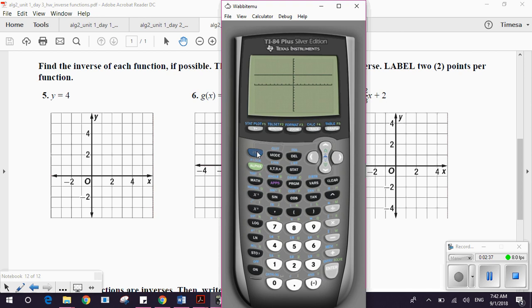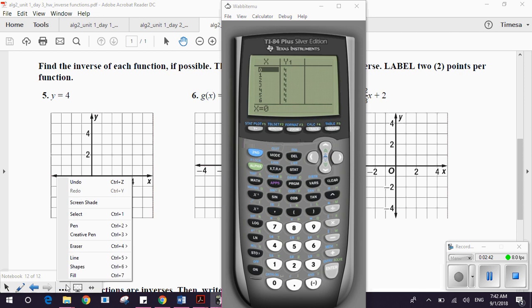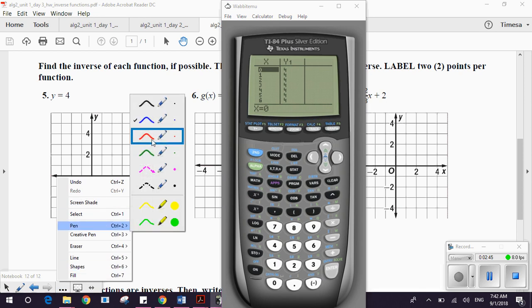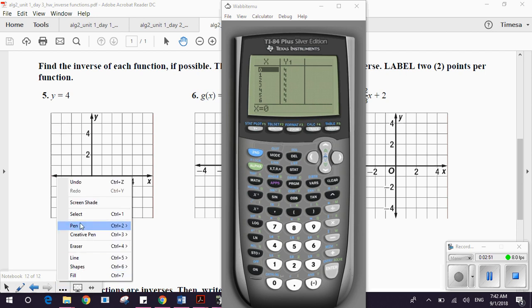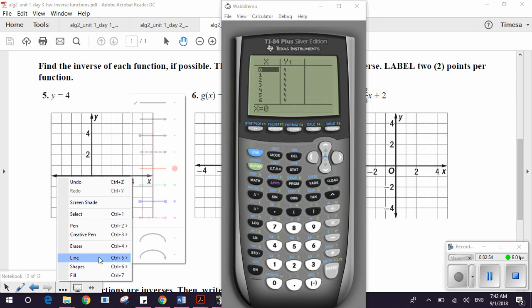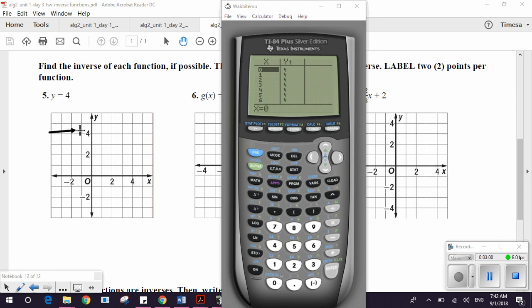Let's bring up the table. If you look at it, all the y values are 4 for this graph. So it's a horizontal line, and I have repeating y values, right? Is it possible to write an inverse if you have repeating y values? No, it is not. So not possible.